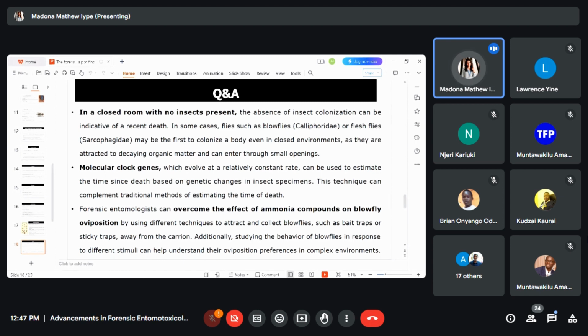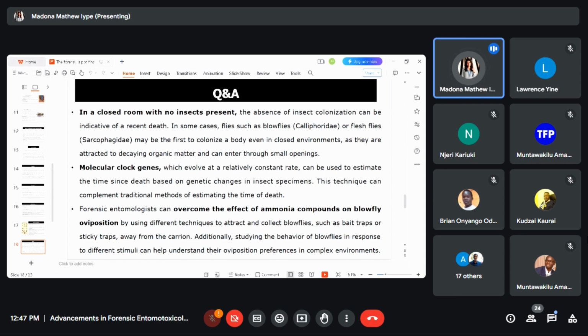Now, forensic entomologists can overcome the effect of ammonia compounds on blowfly oviposition by using different techniques to attract and collect blowflies. There are different techniques: bait traps, sticky traps, and you can actually take them using forceps, or even by hand with gloves.